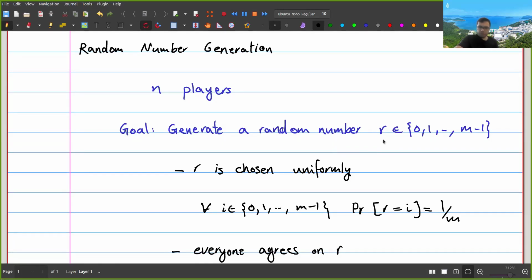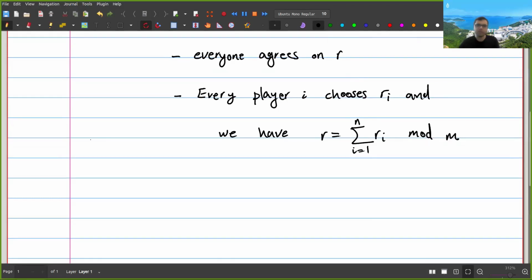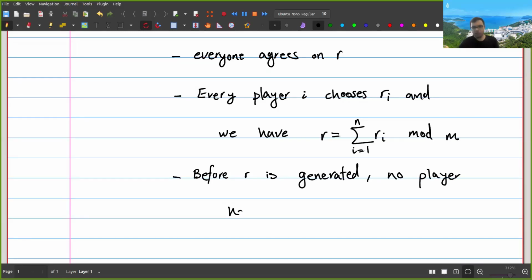Now, if you imagine that I want to generate this random number and maybe later use it for a lottery, of course, I want this random number to also be unpredictable. So what that means is before it is generated, none of the players should have any information about this R. So I want to say before R is generated, it is hidden from all of the players. So no player has any information about R.